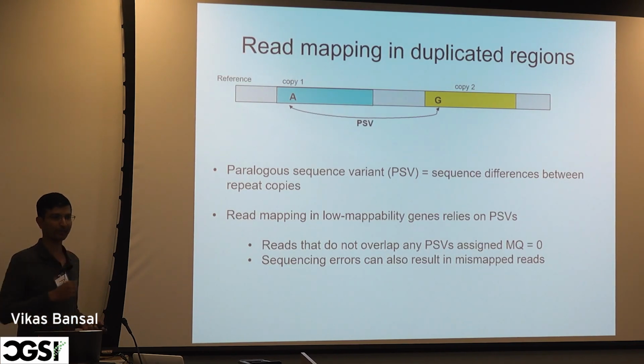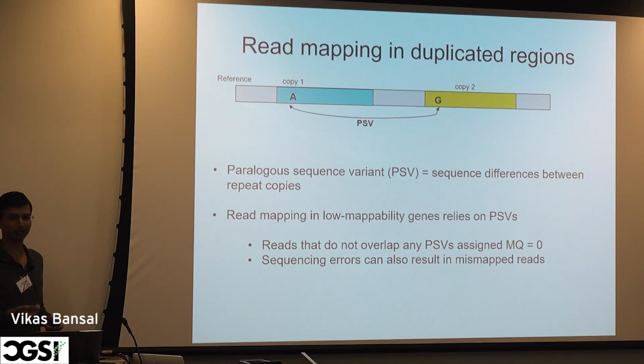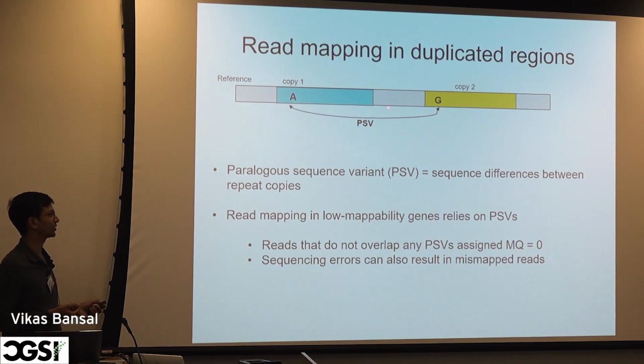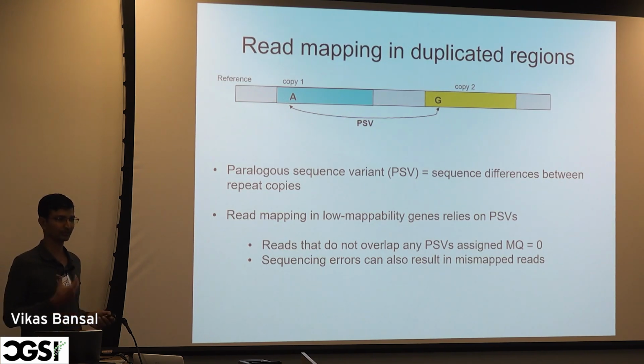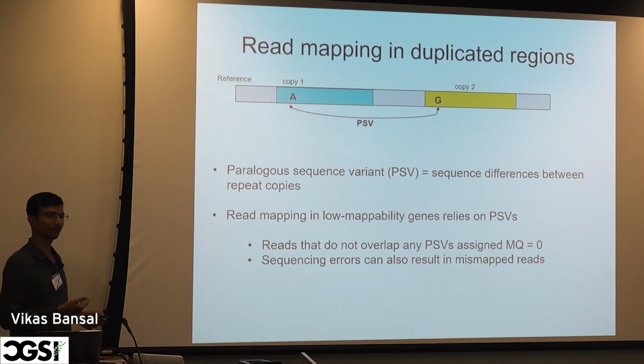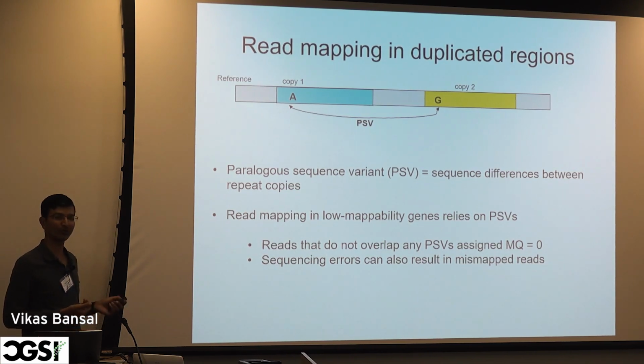So to go a little bit deeper into how read mapping works in these duplicated regions, I'm showing you an example of a 2-copy duplicated region. So you have copy 1 and copy 2. These 2 sequences are highly identical, and I'm showing you one position specifically that differs between the 2 copies. So these positions are known as PSVs, or paralogous sequence variants. That's terminology that's been around for a long time, but you can just imagine them as positions that differ between the different repeat copies. And these are important because in these regions, these are the only positions that can tell us whether a read came from copy 1 or copy 2.